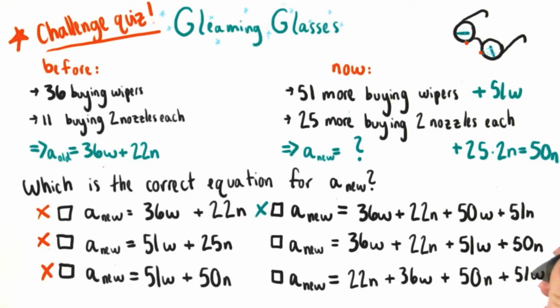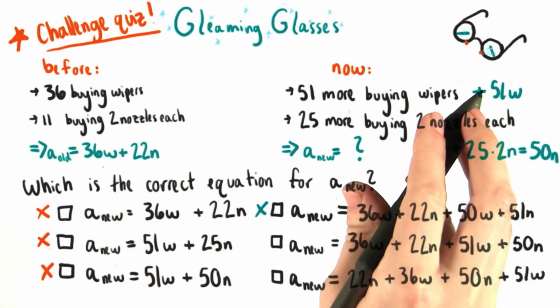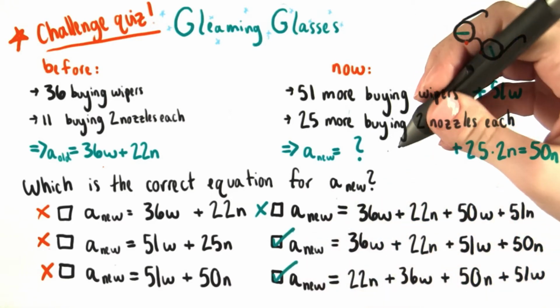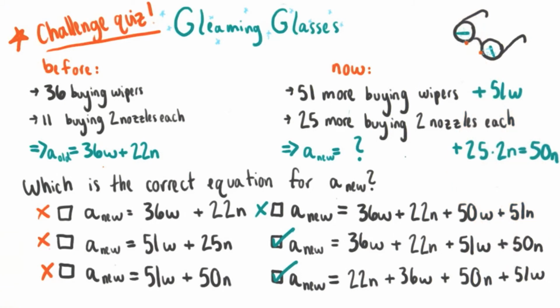Both of these last two choices have 36W and 22N in them, and they also have 51W and 50N, so that means they are both correct. The only difference between them is the order that the terms are arranged in. This is just another case of the commutative property of addition.